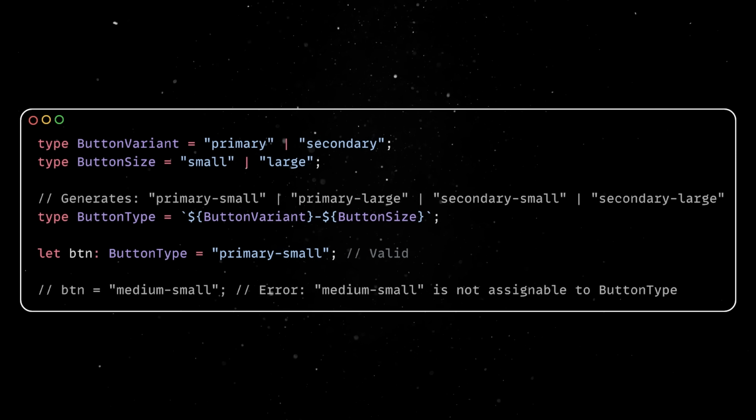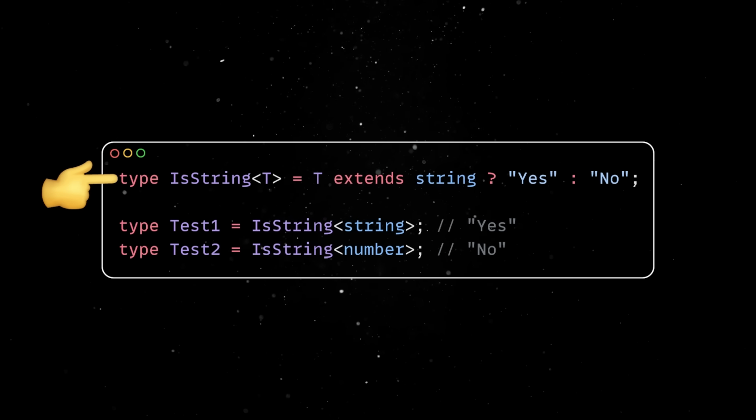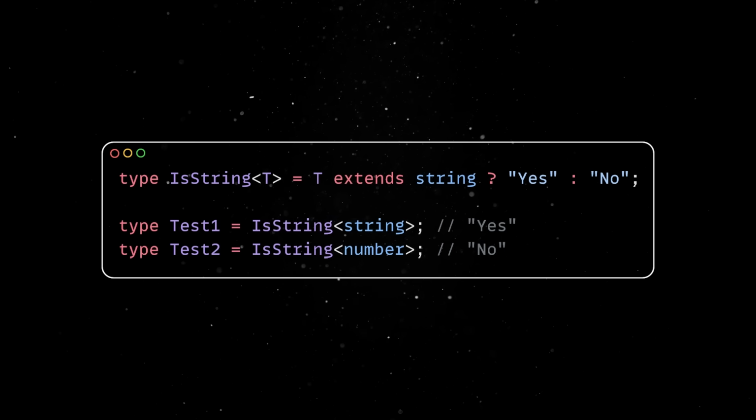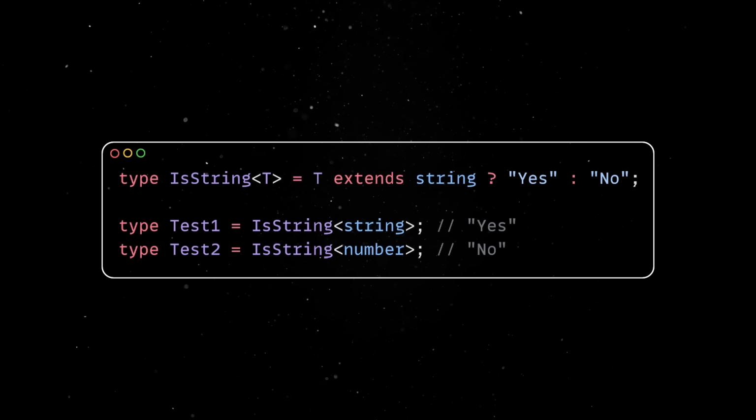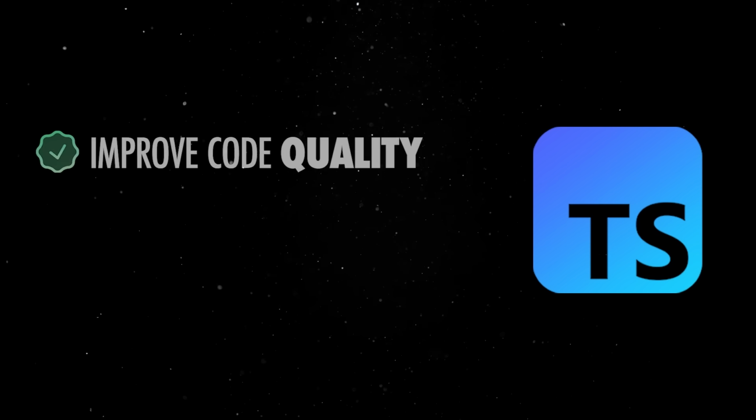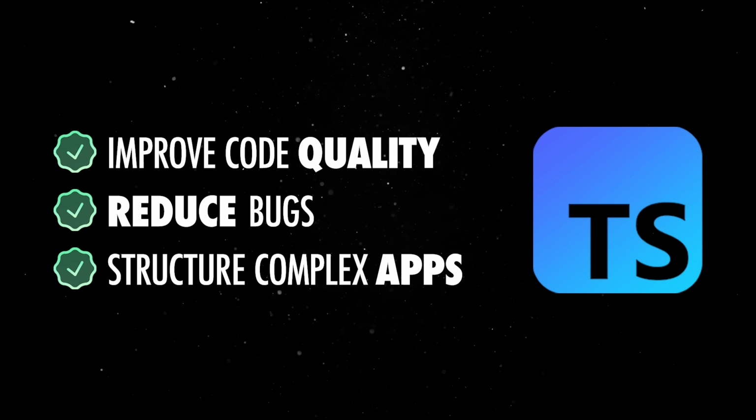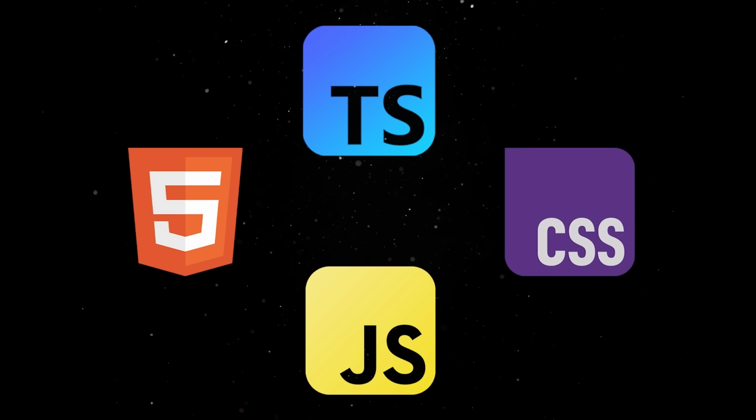While template literal types let you dynamically generate strings, conditional types let you define types dynamically based on conditions. This is where TypeScript starts to feel almost like a programming language within a programming language. At this point, we've covered a lot of ground. You now have a deep understanding of how TypeScript can improve code quality, reduce bugs, and help you structure complex front-end applications. Next, we'll put all the TypeScript, JavaScript, HTML, and CSS knowledge to test in a real project.